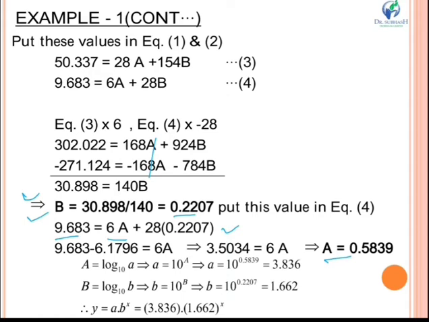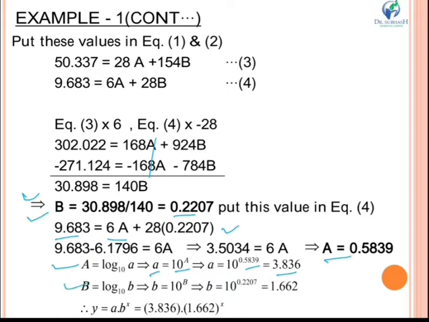For this we have to take the power of 10. Here, capital A we have assumed as log base 10 of a. This implies we have to take the anti-logarithm of capital A. This means small a equals 10 raised to A, so 10 raised to 0.5839. When you calculate this in the calculator, you get the answer as 3.836.